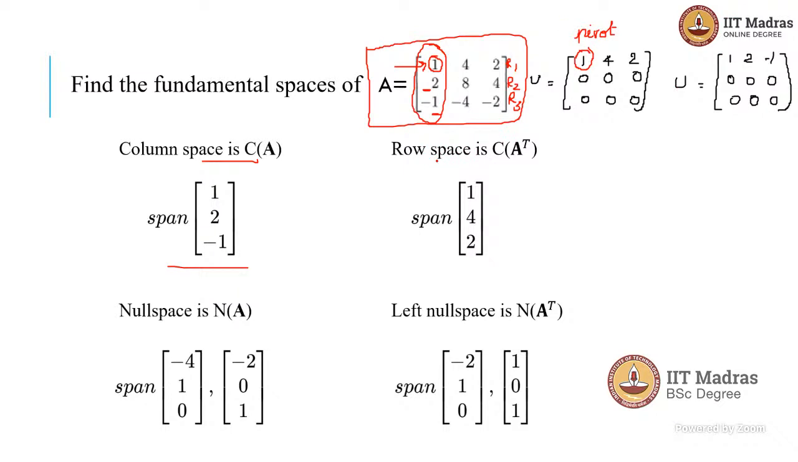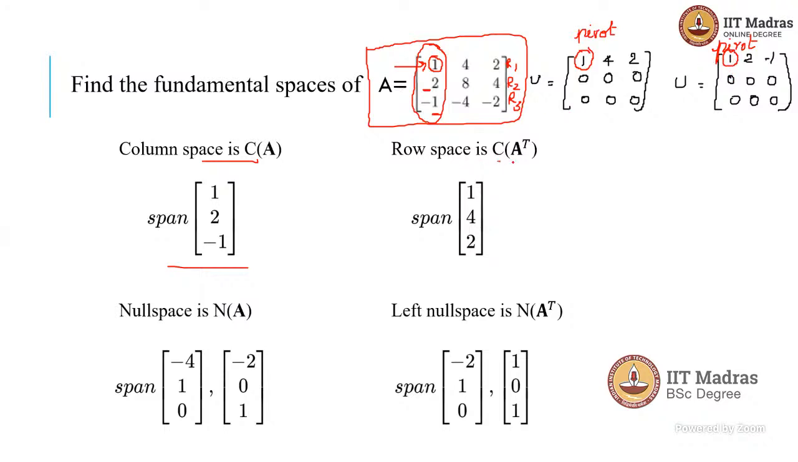Now for the row space of this matrix A, I have taken the transpose of this A matrix and then found the row space. Transposing this matrix will give you 1, 2, minus 1, 4, 8, 4, 2, 4, minus 2 in the rows. If you consider the same row reduction steps, you will arrive at this matrix. This upper triangular matrix has also only one pivot element, and the other elements are dependent on this first column.